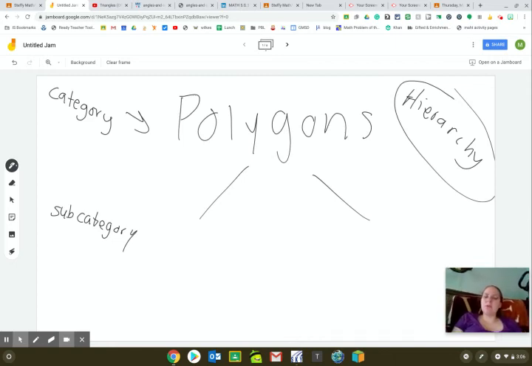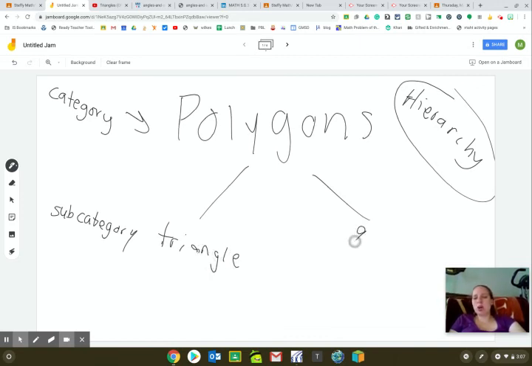So anyway, we're going to be focusing on polygons. This week, we're going to be focusing on two different types. Today, we're going to be looking at triangles. And later, we are going to be looking at four-sided shapes, which are the quadrilaterals. So today's focus, once again, is a triangle.